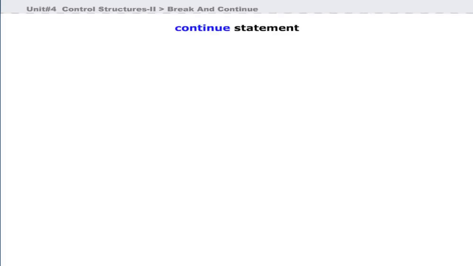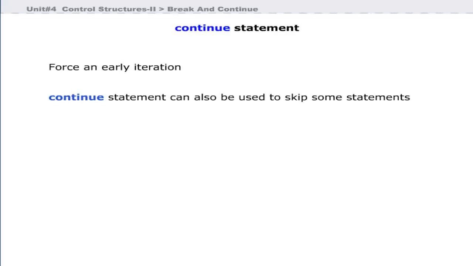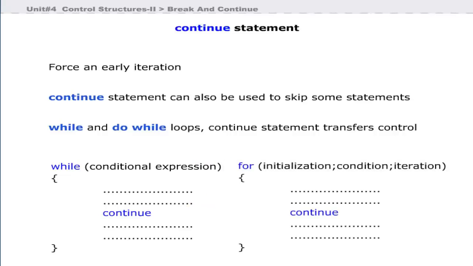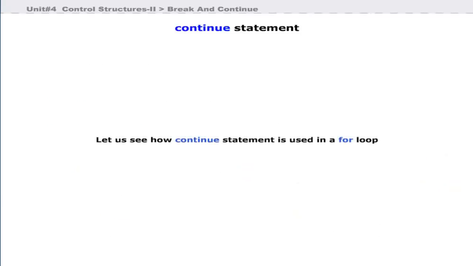Continue statement. It can be used to force an early iteration or repetition of a loop. Continue statement can also be used to skip some statements in particular situations. In while and do while loops, continue statement transfers control to the conditional expression, and in for loop control is transferred to iteration portion and then to conditional expression. Let us see how continue statement is used in a for loop.